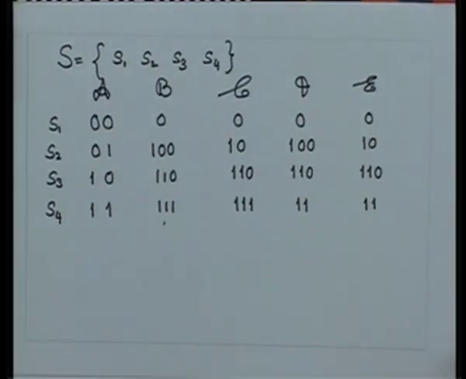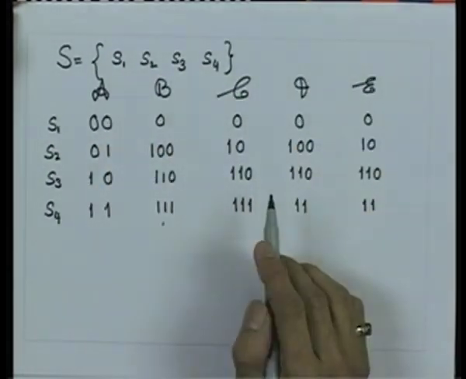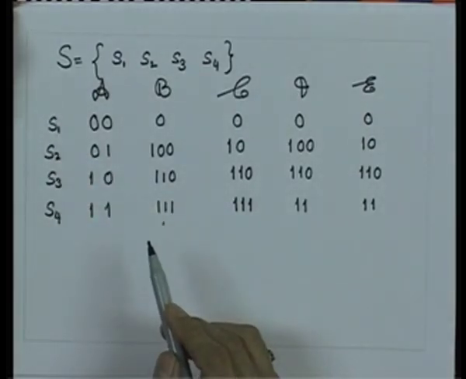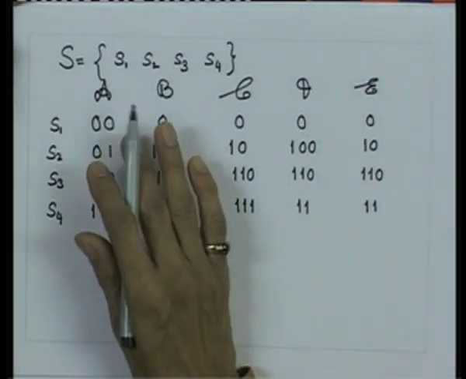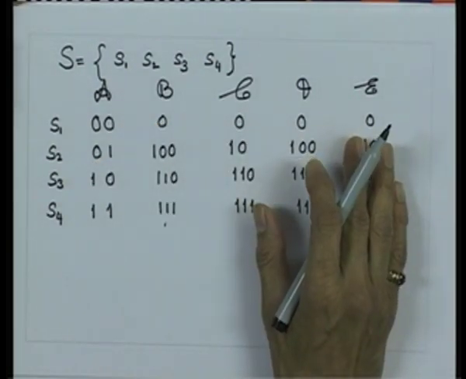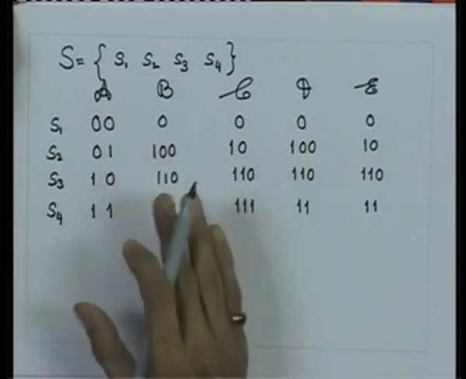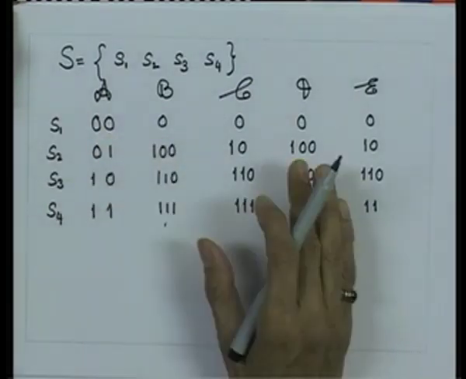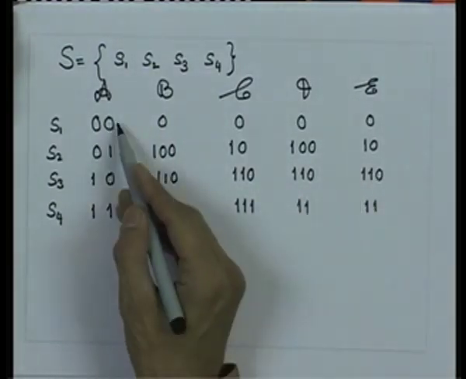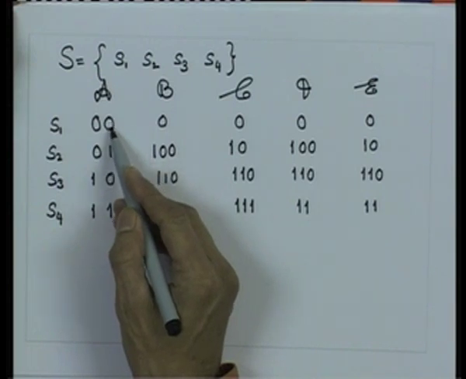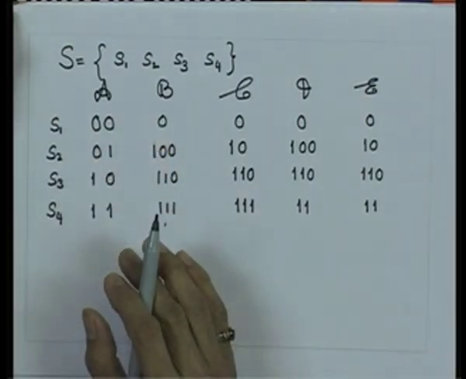Now, if someone gives me these 5 codes for this source, and the question is to find out whether these codes are instantaneous or not, then the Kraft inequality by itself cannot help me decide whether a code is instantaneous or not. What the Kraft inequality helps us find out is whether the code word lengths which I have chosen are a reasonable choice for an instantaneous code.